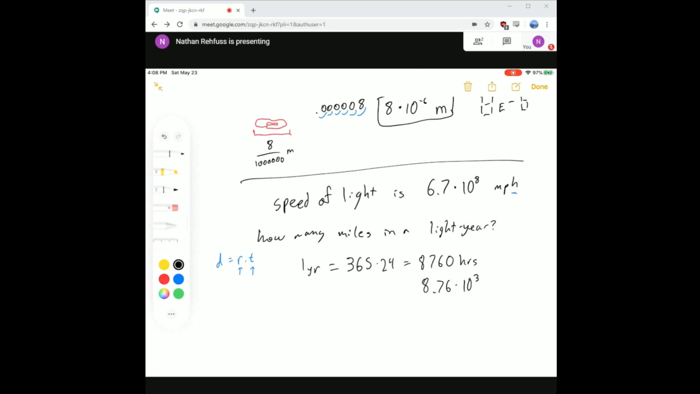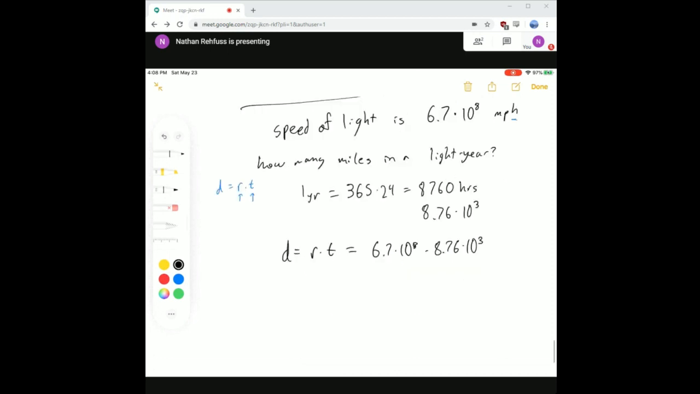So when I multiply these two together, distance is rate times time, so it's 6.7 times 10 to the 8th times 8.76 times 10 cubed. 10 to the 8th times 10 cubed is just 10 to the 11th. So all I need to do is multiply 6.7 times 8.76. And that'll get me my answer. Those two numbers multiplied together get me 58.692 times 10 to the 11th.